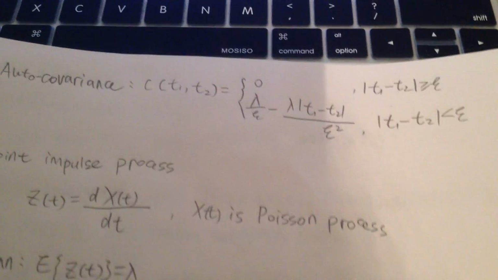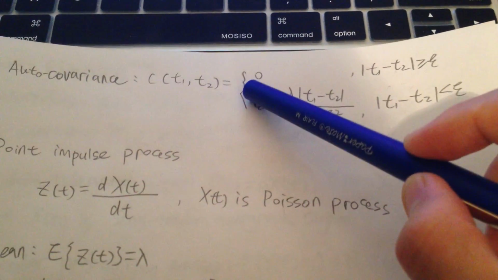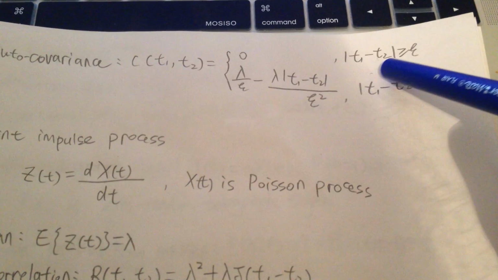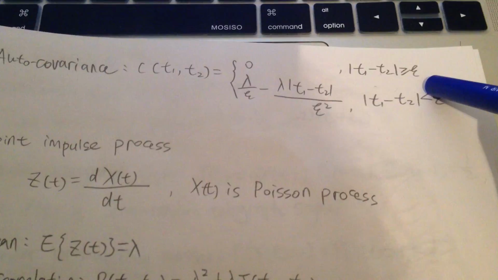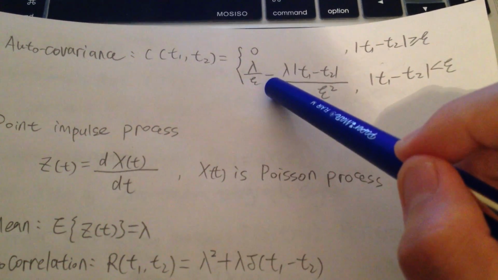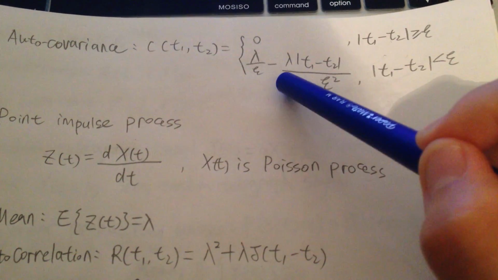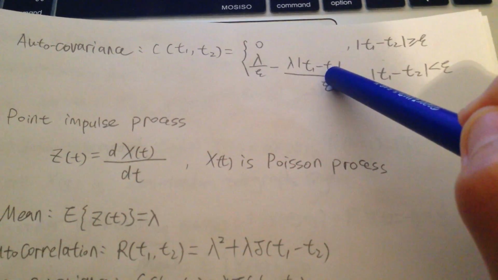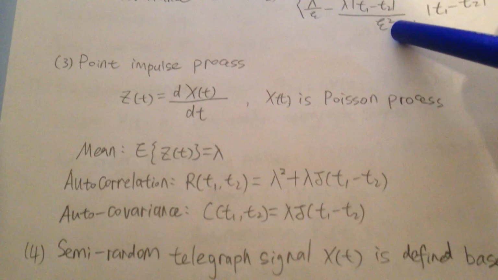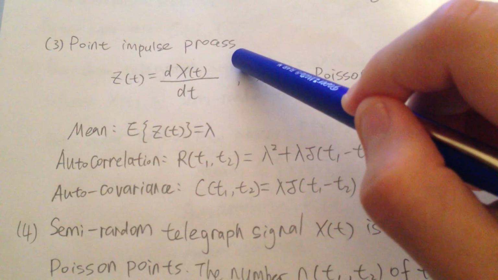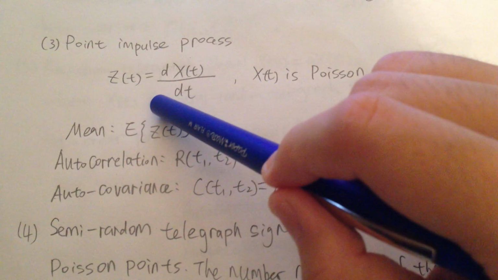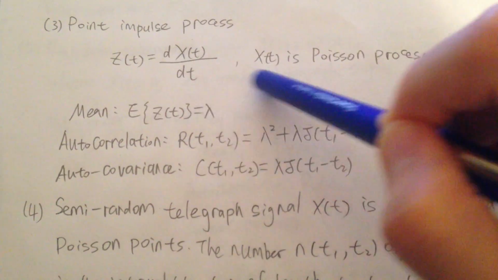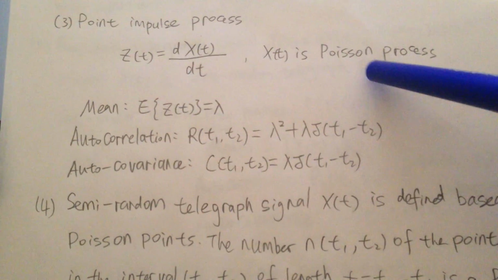Now let's look at the autocovariance of the Poisson increment process. C(t1, t2) is also discussed in these two conditions. If the absolute value of t1 minus t2 is greater than or equal to epsilon, it equals 0, otherwise it equals lambda over epsilon minus lambda times the absolute value of t1 minus t2, over epsilon squared. And the point impulse process is defined like this: z(t) equals the derivative of x(t) with respect to t. Here, x(t) is a Poisson process.